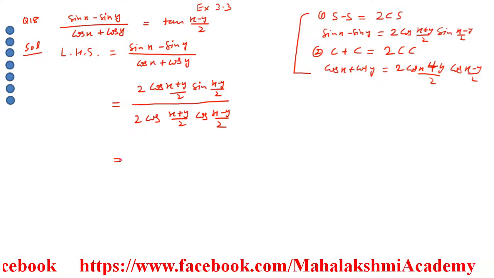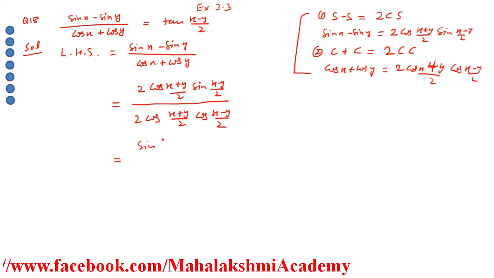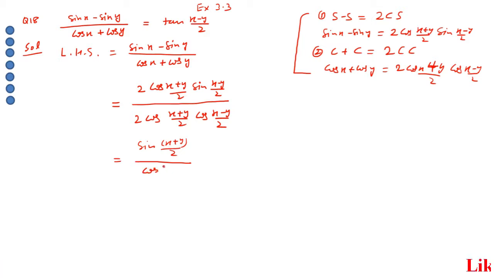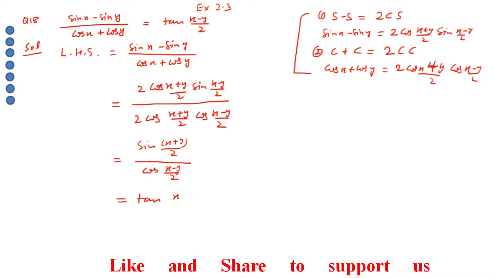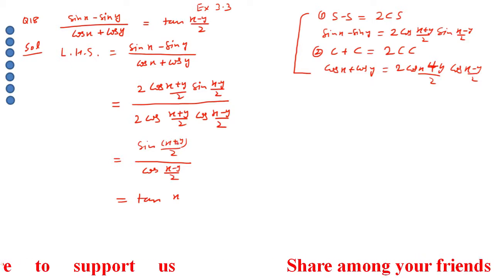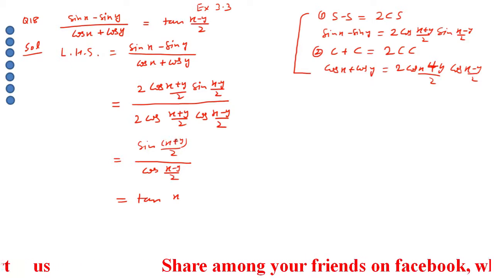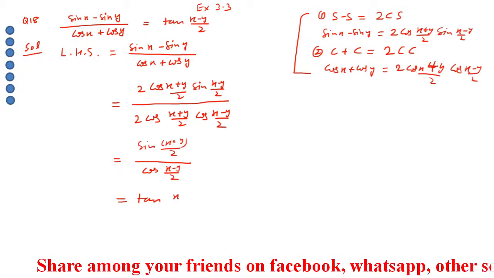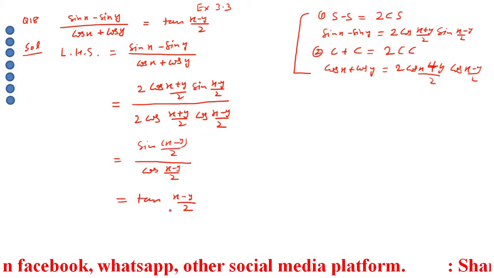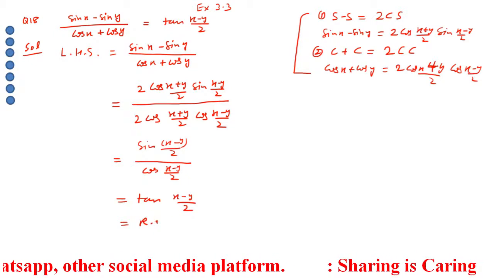So we will write down whatever remains here. So we remain with sine x minus y upon 2 and cos x minus y upon 2. So sine upon cos is what? Tan. So tan x minus y upon 2, that is our right hand side.